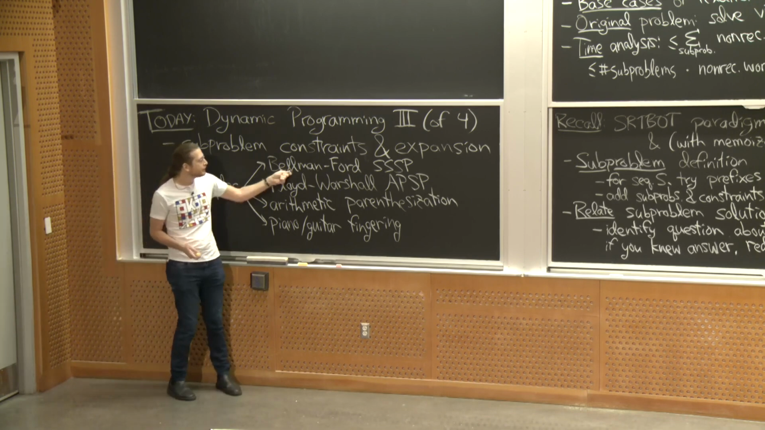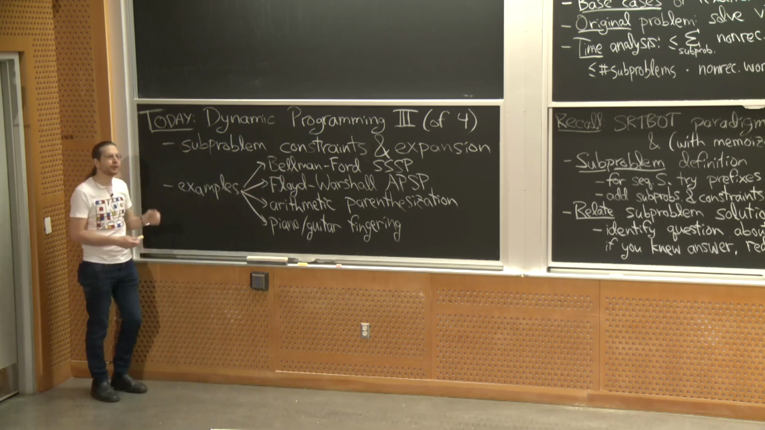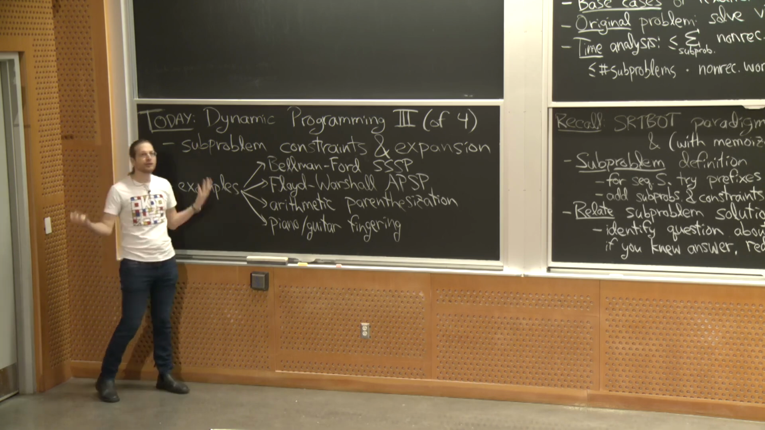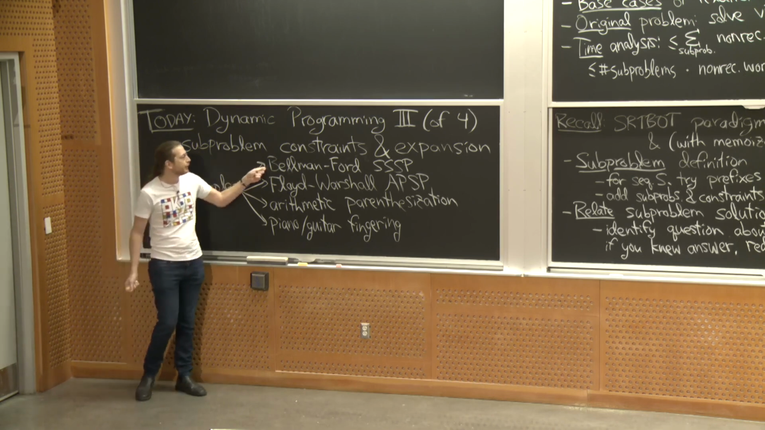So he invented dynamic programming, and then a few years later he applied it to solve the single source shortest paths problem. So we saw them in the other order. We saw single source shortest paths first because it was a little easier. And now we're seeing the general framework that this fits into. And so we'll see how that works.